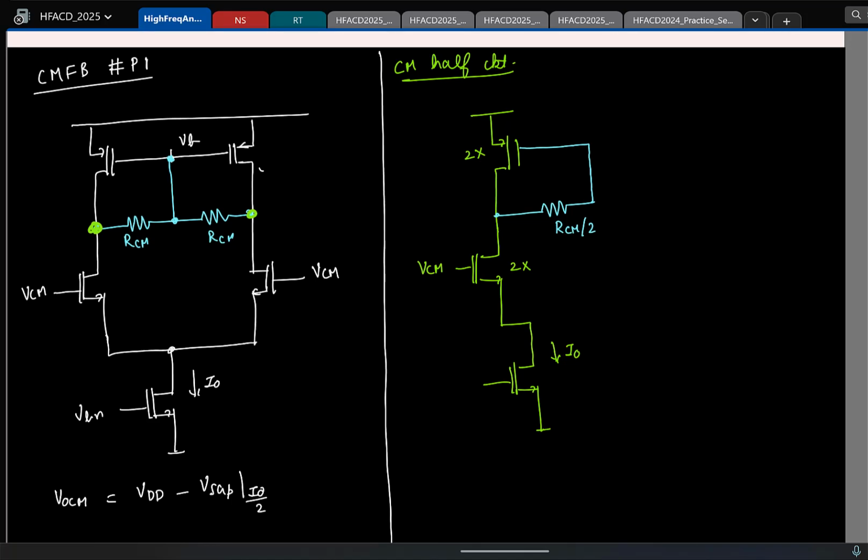Again, one thing to notice, the circuit I am drawing is the common mode half circuit. That is, even for DC this is valid. This is not the small signal half circuit. This is the complete common mode half circuit. Even for DC you can use it, right? So now we can clearly see, if I look at this potential, the output common mode, that is the same as your gate voltage. That is what it is getting set to.